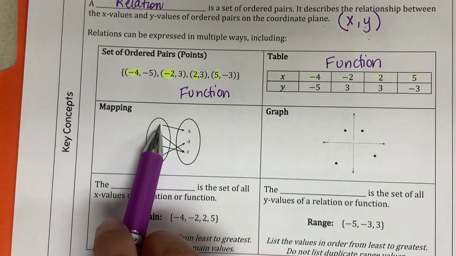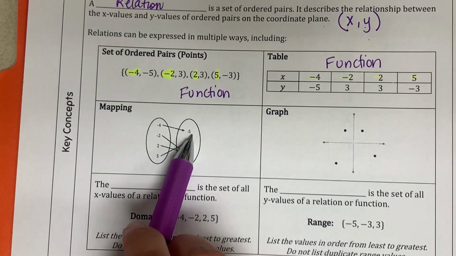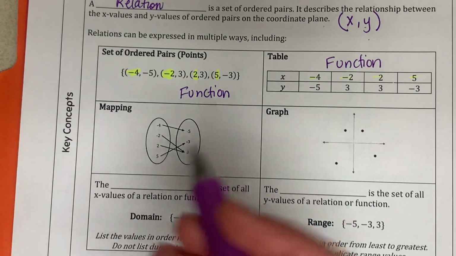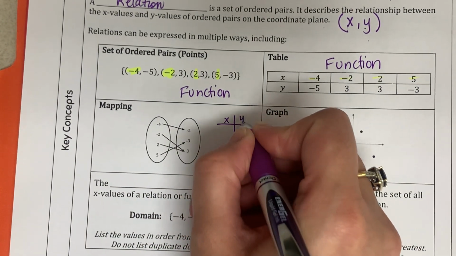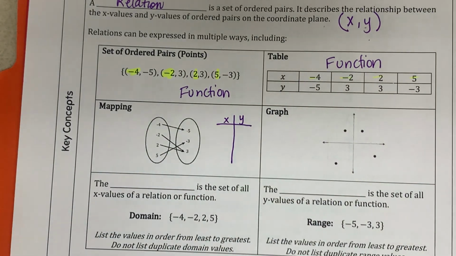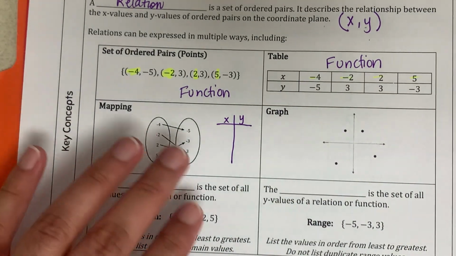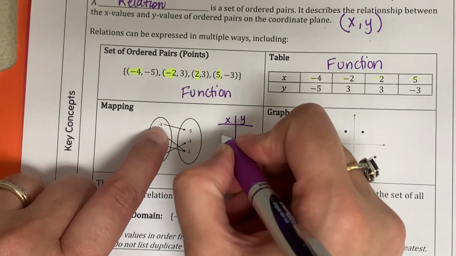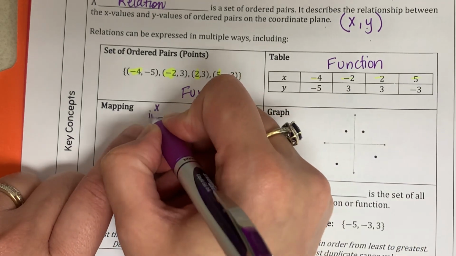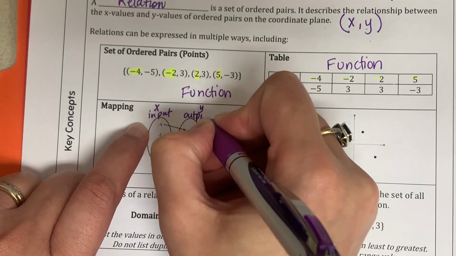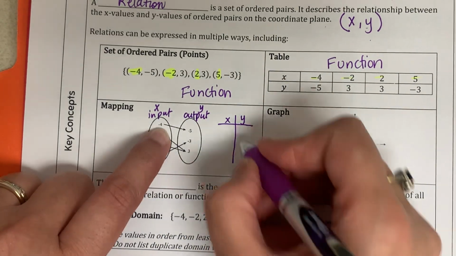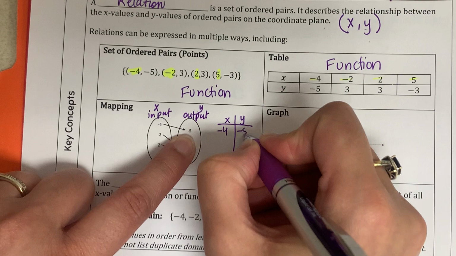Mapping. -4 is connected to -5. There are two ways you can actually rewrite a mapping, and that should help you if you don't understand how the mapping works. -4 is x, or the input. This is y, or the output. When x is -4, y is -5.